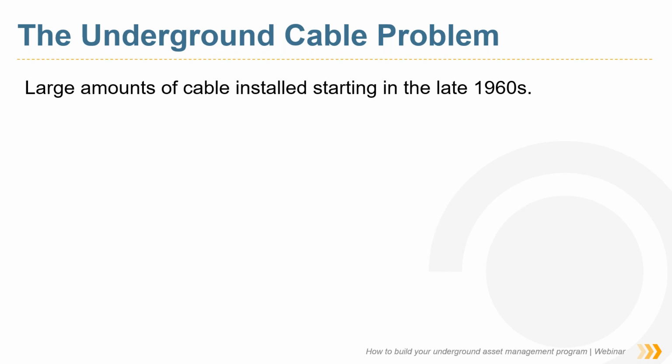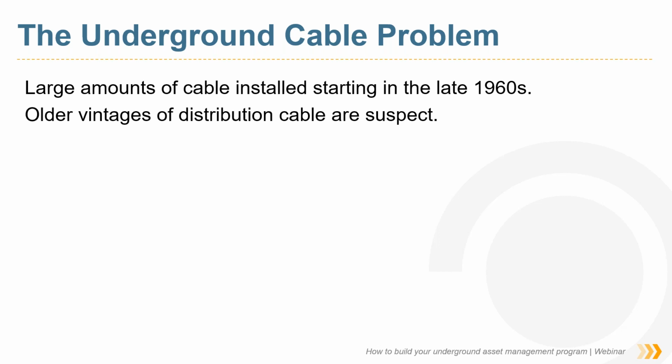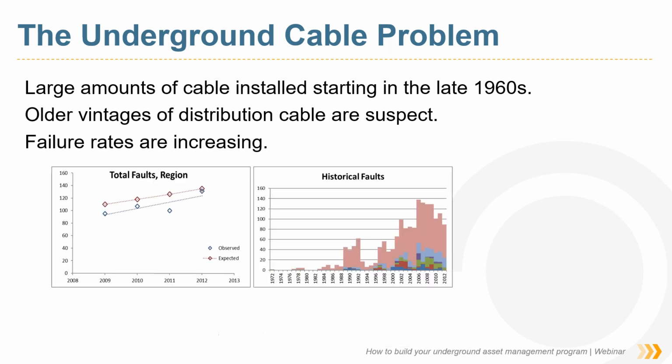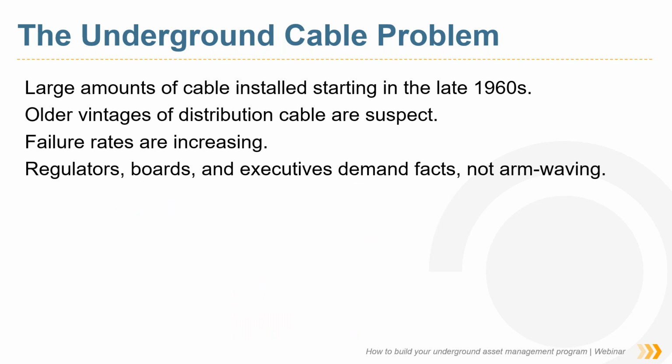So Chris touched on this already, but utilities are widely facing what I call the underground cable problem. So this will be familiar to all of you. There's a lot of cable that was installed in the late 60s and 70s. Some of the older vintages, the XLPE cables especially, are suspect. And so what we're seeing are increasing rates of failure from the underground cable populations, which everybody kind of recognizes, I'm sure you do too, as a problem, something that needs to be addressed.